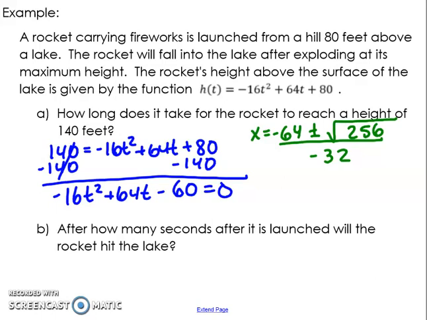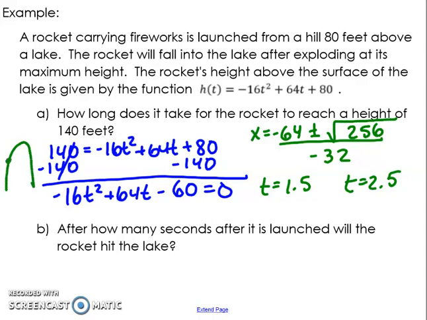So you have the negative 64 plus the square root of 256 over negative 32, and then we're going to do negative 64 minus the square root of 256 over negative 32. So when we do this, we get two answers. We get that t equals 1.5, and we get that t equals 2.5. So what this means is that at 1.5 seconds, and then again at 2.5 seconds, this rocket is going to be at 140 feet.